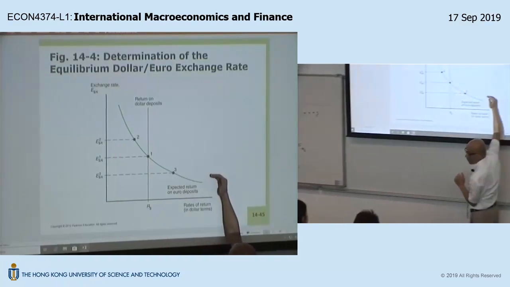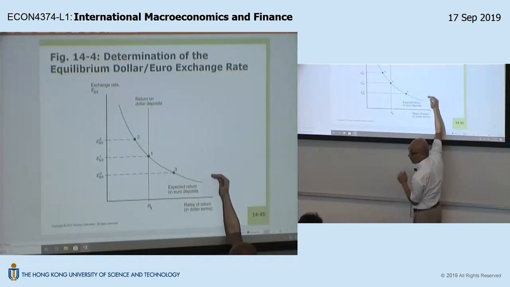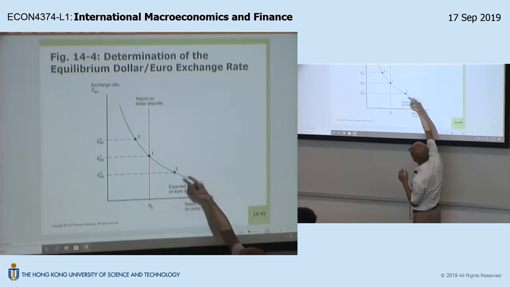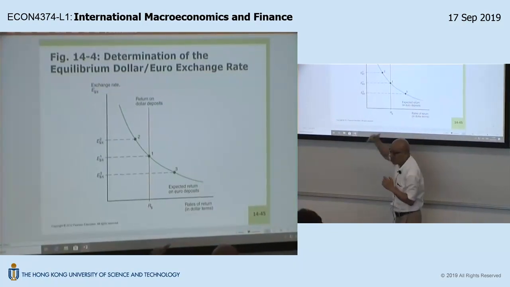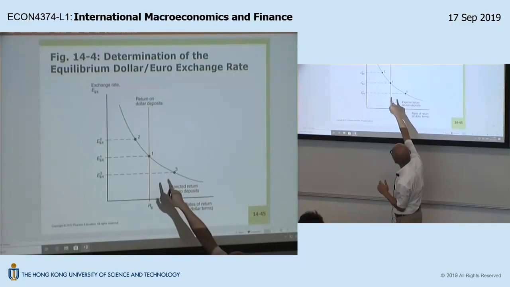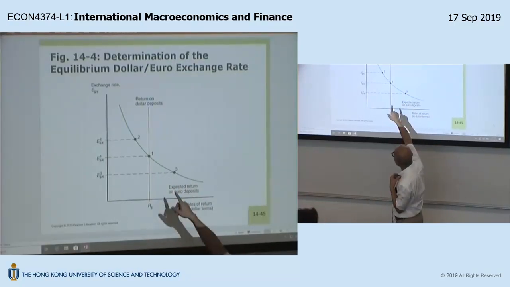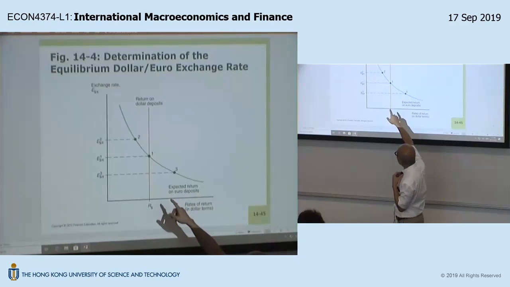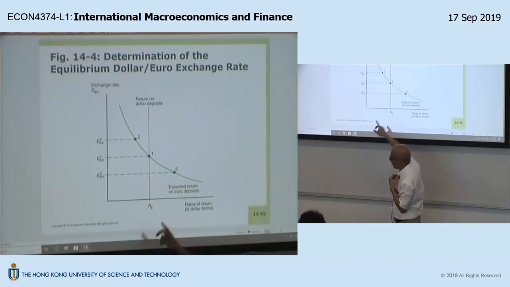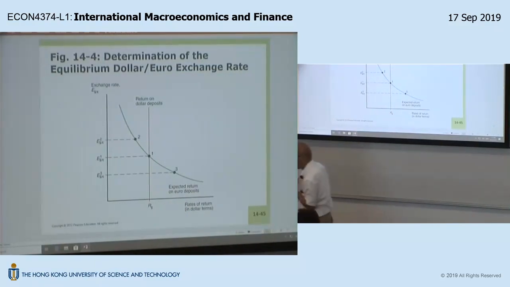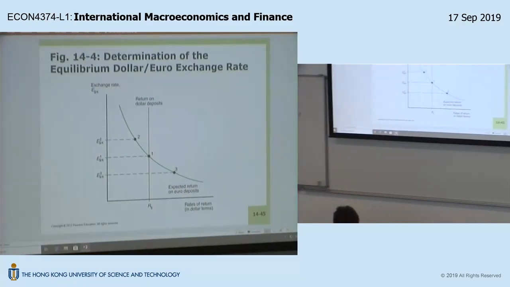Okay, and so the euro is actually expected to appreciate more than before, okay? And because of that, the dollar becomes less attractive and it will depreciate. Does that make sense? Okay.